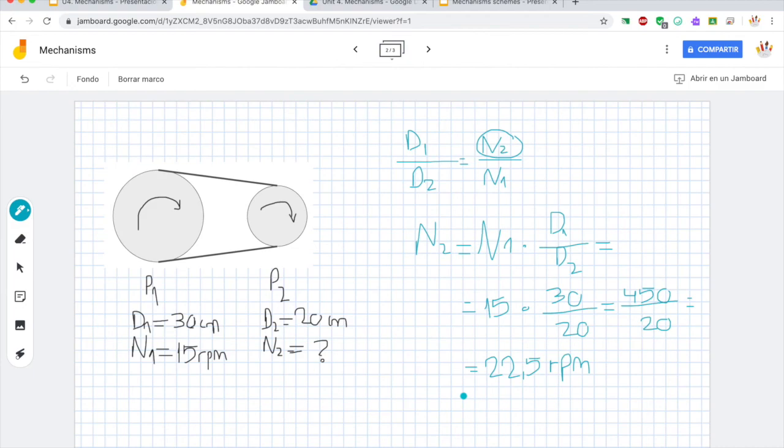Easy peasy, right? So I think that this kind of problem is going to be very easy to do, whatever you have to calculate here. It doesn't matter if it is the diameters or the speeds.